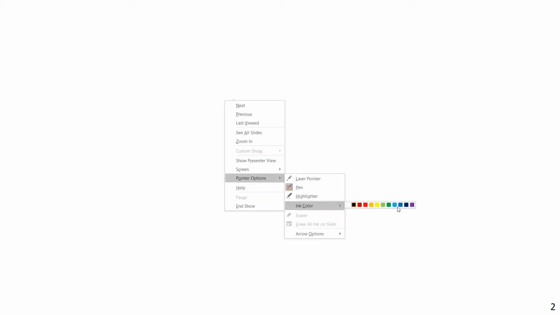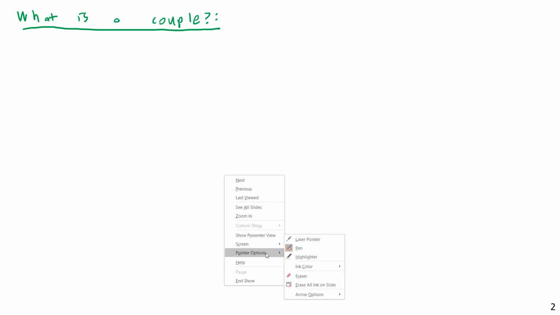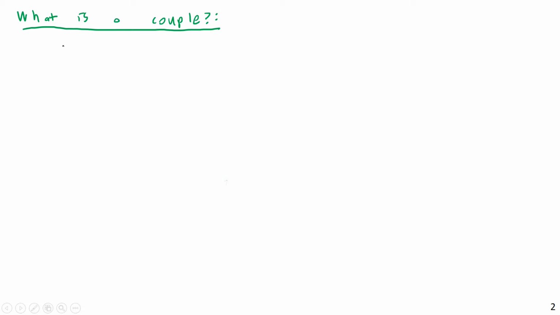What is a couple? What is an engineering couple, or what is a couple in this context of statics class? Well, to explain this, I first need to review a bit of what we have looked at previously. Previously we spent a lot of time talking about moments, and so really a couple is a condition of forces that produces a very special case of moment.